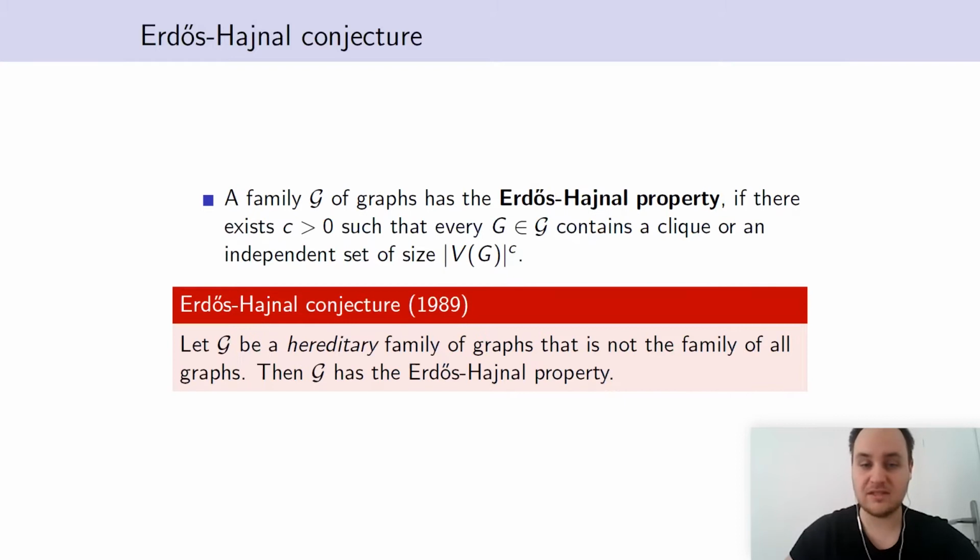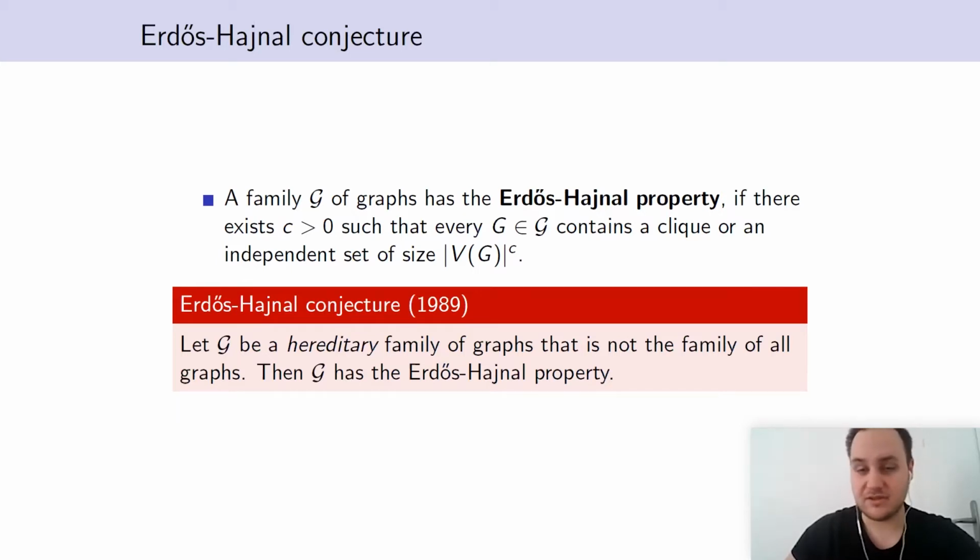This Erdős-Hajnal conjecture can be stated equivalently as follows: if there is given a hereditary family of graphs, here meaning a family of graphs closed under taking induced subgraphs, which is not the family of all graphs, then this family has the Erdős-Hajnal property. So every member contains a polynomial-sized clique or independent set. Now this conjecture is still wide open, despite being extensively studied in the past 30 years.